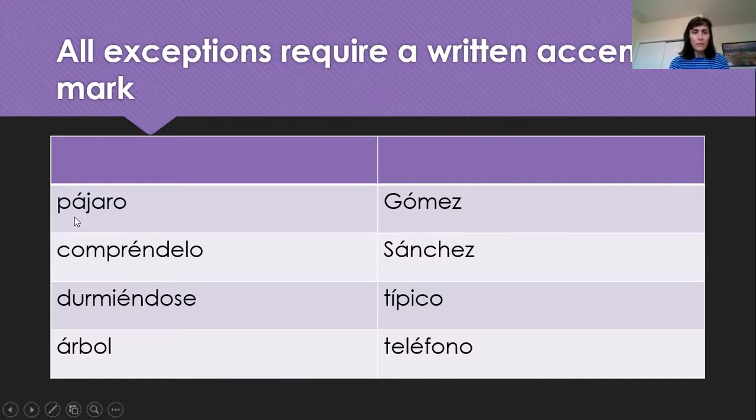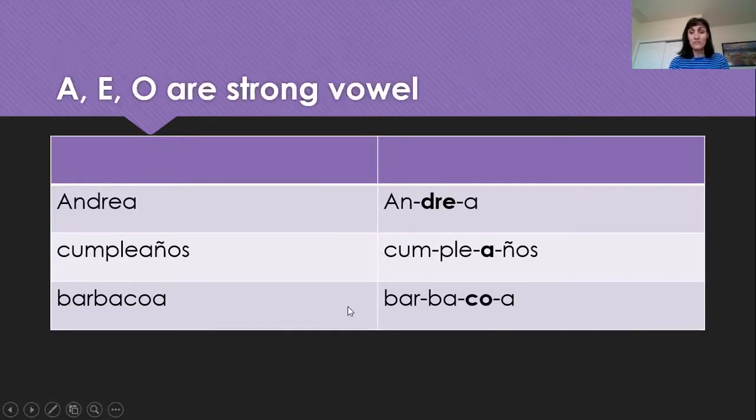Repeat after me. Pájaro. Compréndelo. Durmiéndose. Árbol. Gómez. Sánchez. Típico. Teléfono. Good. Now, where are the syllables?